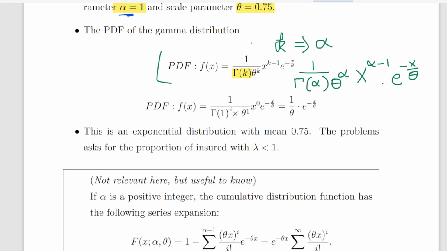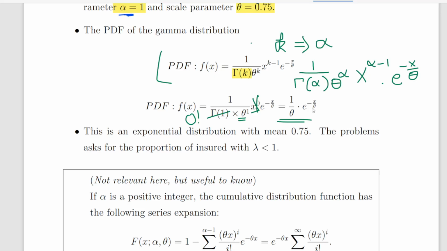This is interesting. What happens when alpha is equal to 1? Well, we get x to the power of 0, which is alpha minus 1. So that goes away. And the gamma function of 1 is actually, sorry, it's 1 as well, since it's 0 factorial, which is 1. So we have 1 over theta here. The whole thing becomes 1 over theta times e to the minus x over theta, and that is the exponential distribution.